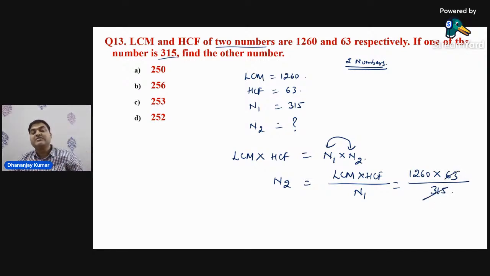That's all. This goes five times, right? Five times, and 5 2s are 10, 5 5s are 25, 2. So 252 is the right answer. 252 is the right answer.